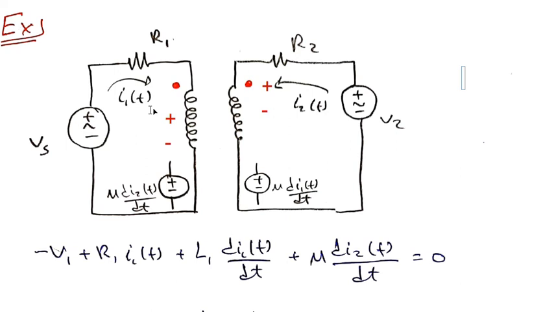Again, I would like to highlight, then we are going to finish the video. If the current is entering, the opposite dot will have the positive sign. If the current is leaving, the opposite dot will have the negative sign. I hope it is clear.